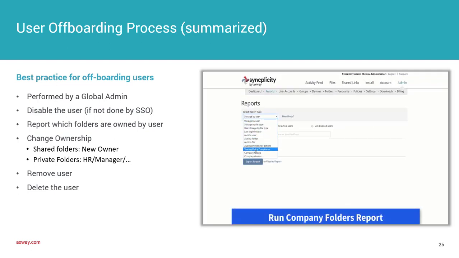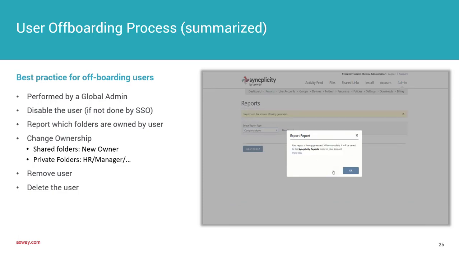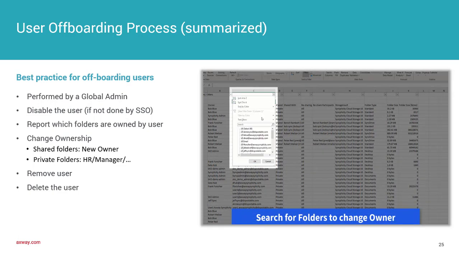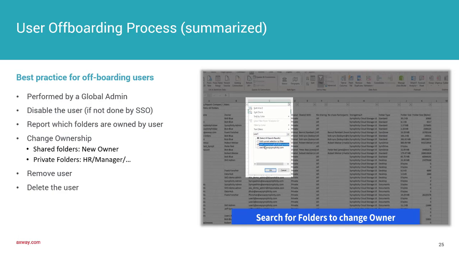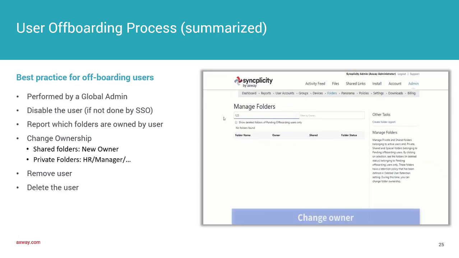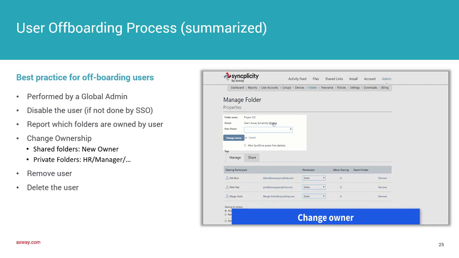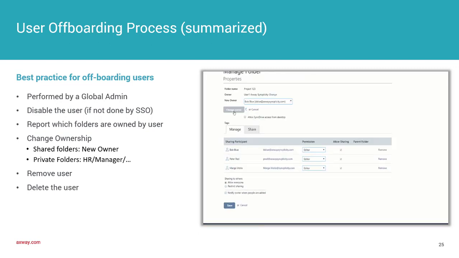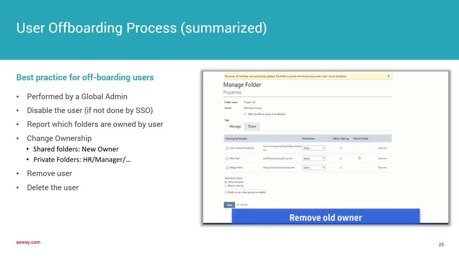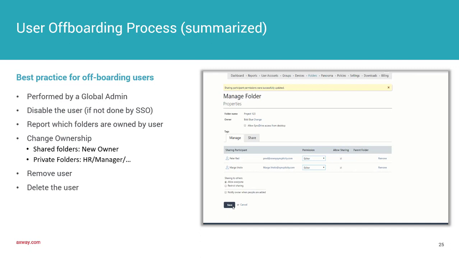Then you run a folder report, and that company folder report will give you an insight into which folders this user owned. At that moment, you can say, for example, I've got a folder that was shared with other people and I need to transfer the ownership. You simply select the folder, change the owner to another user, and that's it. And at that moment, you could also decide to remove the old owner, the old user, from the list of participants of that shared folder.